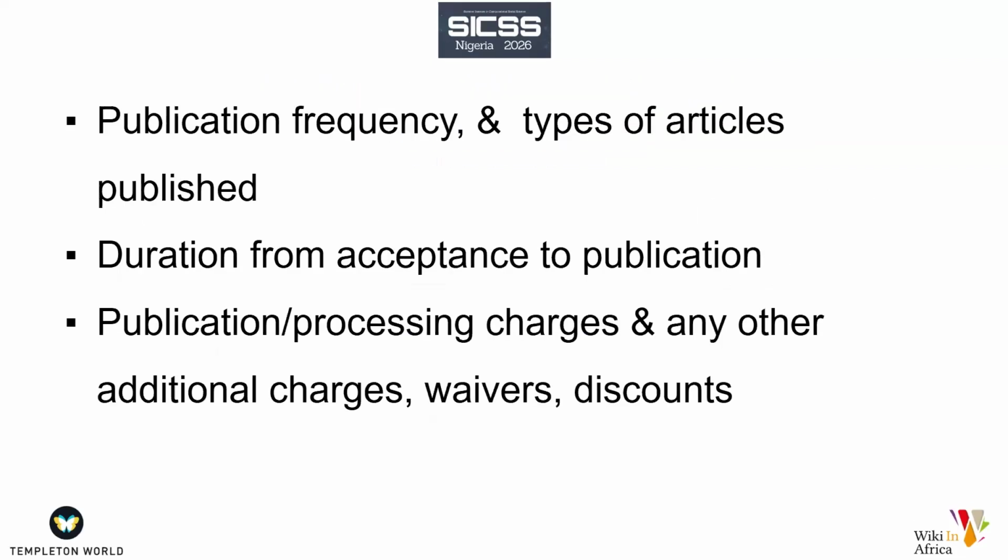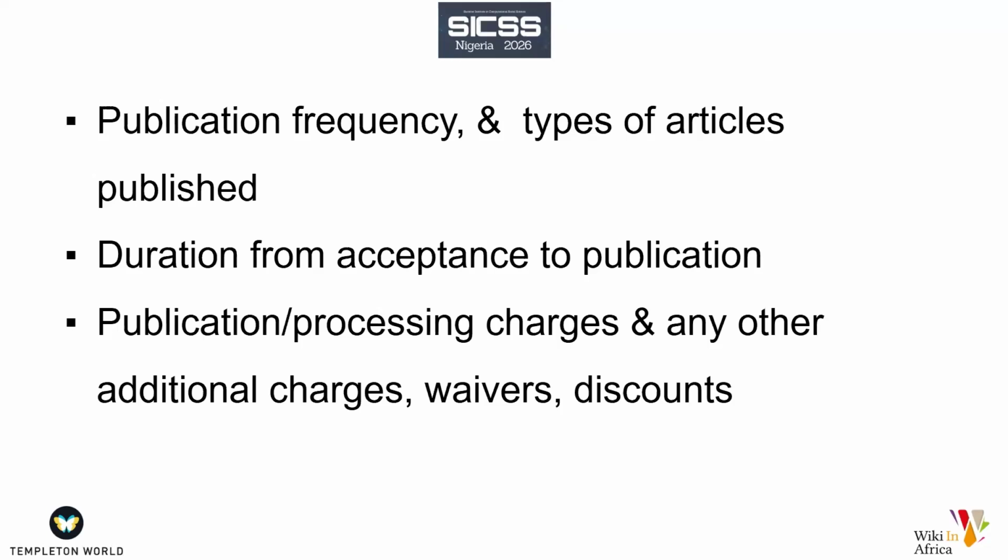Next slide. Publication frequency: some journals are published 4 times a year, some twice a year. Those published 4 times a year will have a higher turnover, and the chances of your article being published earlier are better. And then the type of articles published. Some journals publish only case reports. You're not going to send an original research work to a journal that publishes only case reports. Then you also check the duration from acceptance to publication.